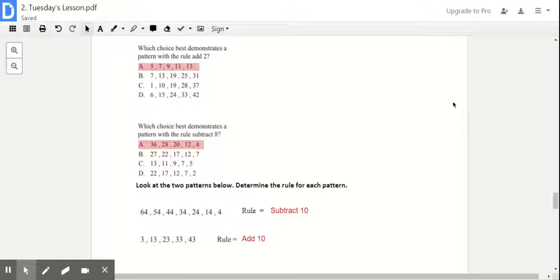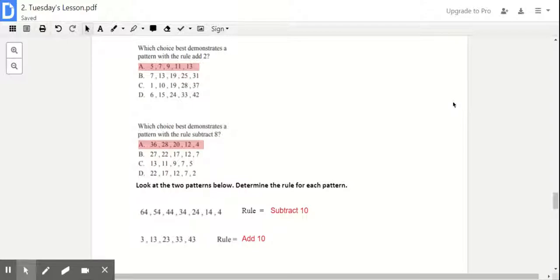So which choice best demonstrates a pattern with the rule add 2? A, obviously: 5 plus 2, 7, 7 plus 2, 9, 9 plus 2, 11, and so on and so forth. Okay. Again, if you look at the other ones, you know that C is really plus 9. B is not really going to add 2. You have to look at each one and how they're getting to the next number every single time. How is that pattern continuing?